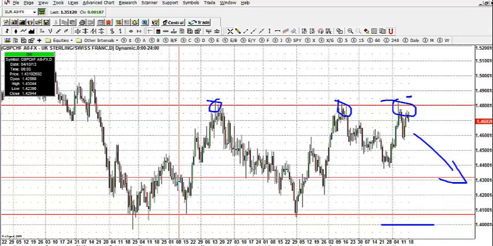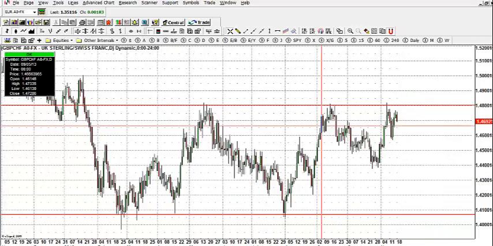And that's a trade idea in the British pound Swiss franc.